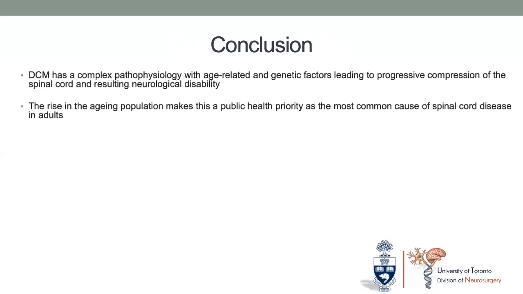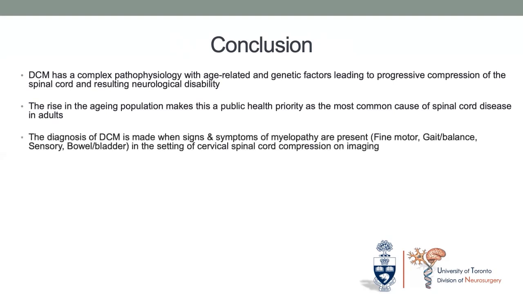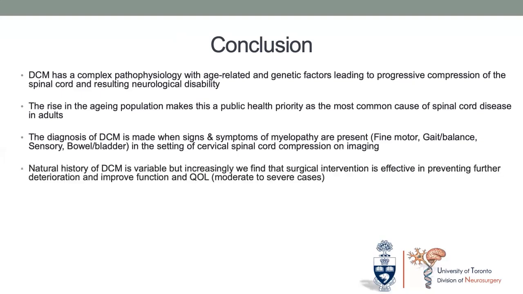So diagnosis, number three, diagnosis is made clinically in the presence of myelopathy and signs and symptoms in any 4 domains, including upper motor, lower motor, gait, coordination, sensory, and bowel bladder dysfunction. Signs and symptoms in these 4 domains, in addition to compression of the cervical spinal cord on imaging, is how the diagnosis is made.